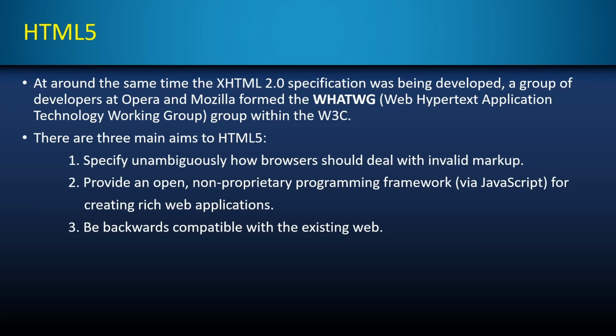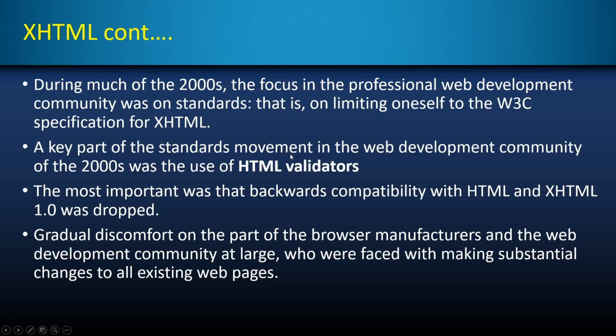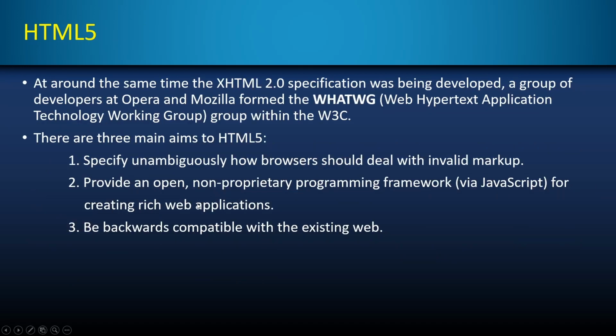At around the same time when the XHTML 2.0 specification was being developed, with W3C again developing a stricter specification, a group of developers at Opera and Mozilla formed the WHAT-WG, the Web Hypertext Application Technology Working Group, a group within W3C. They were not satisfied with the previous rules. So they created HTML5, and there are three main aims of HTML5.